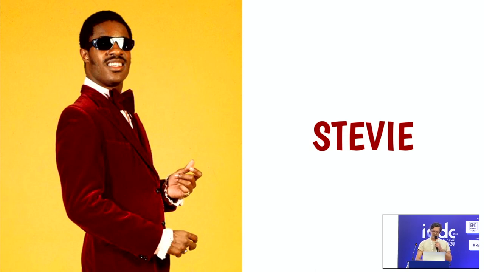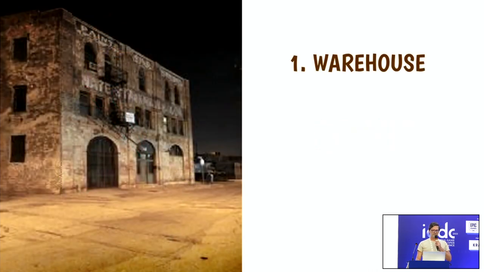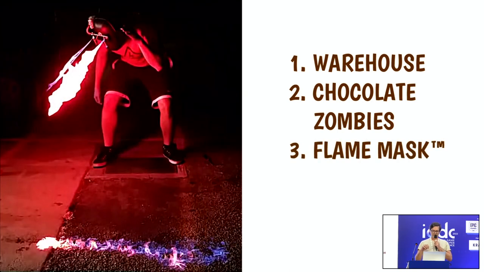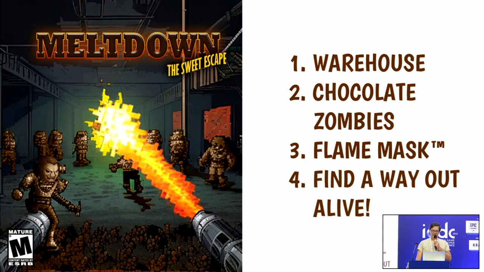So here's his concept. You play this person who is stuck in an old abandoned warehouse, but it's actually not abandoned at all, since it's run over by chocolate zombies and they're trying to eat you. Luckily, you have this amazing weapon. It's called a flame mask, a head-mounted flamethrower thingy, and it's really effective, melting all the chocolate zombies. There is, however, one catch. You can't see anything through the mask, so you're playing blind. The goal of the game is to find your way out of the warehouse through the various rooms and hallways while staying alive. Would you take this job?